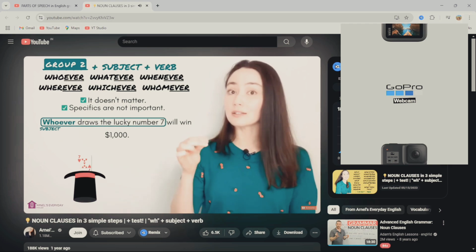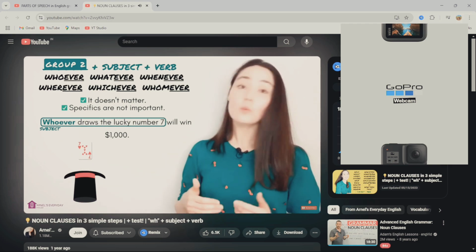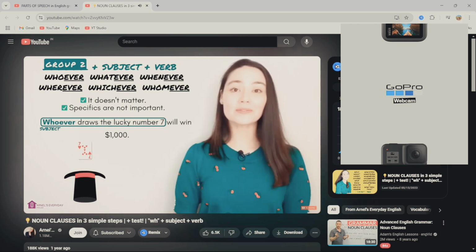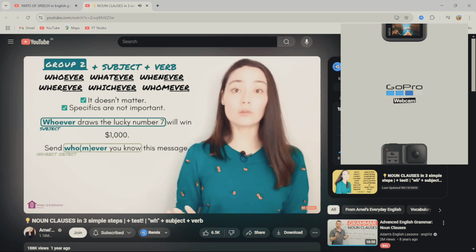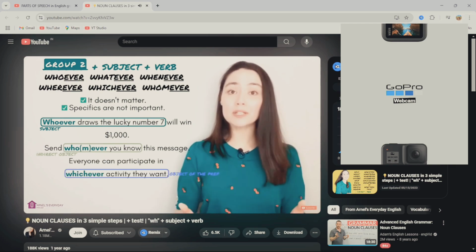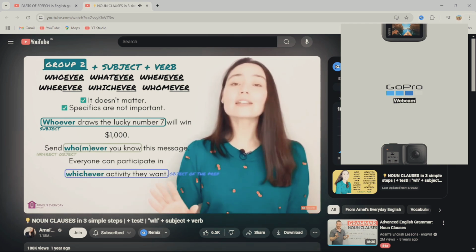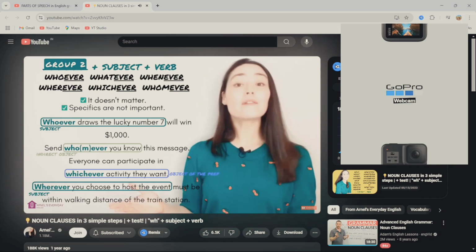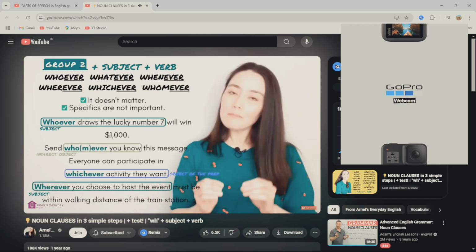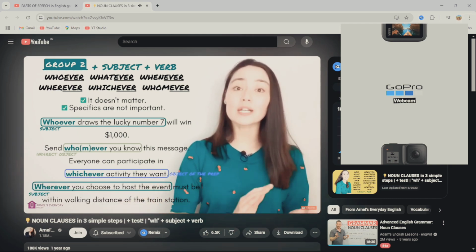Whoever draws the lucky number 7 will win $1,000. Send whomever you know this message. Everyone can participate in whichever activity they want. Wherever you choose to host the event must be within walking distance of the train station.